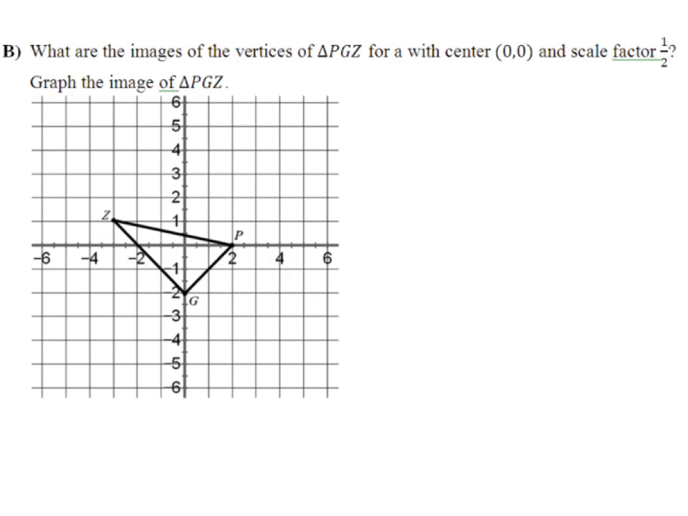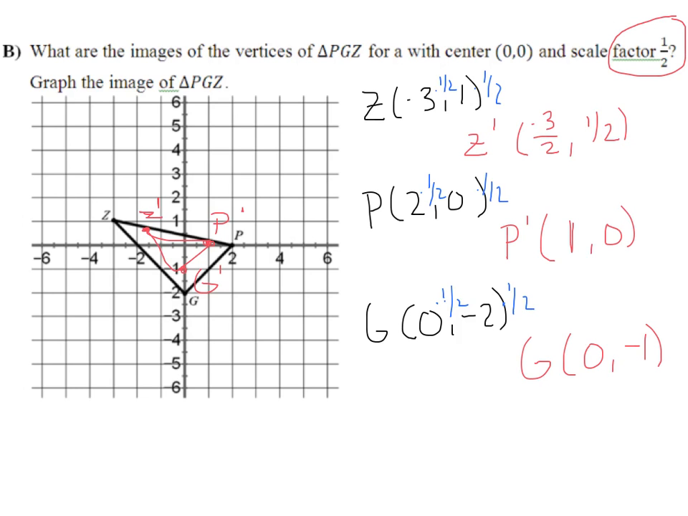Attempt this one by yourself. The scale factor is 1/2. And your new image should have the point Z' at -3/2 and 1/2, P' at 1, 0, and G' at 0, -1. And yes, you can have coordinates with a half in them. That is possible. Remember to always connect your points.